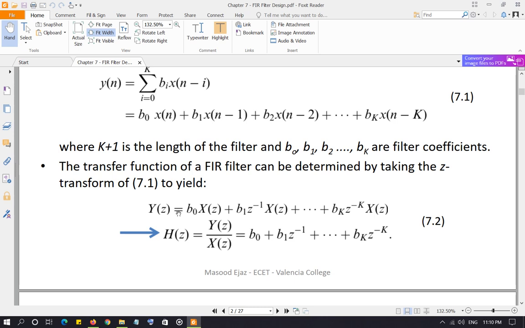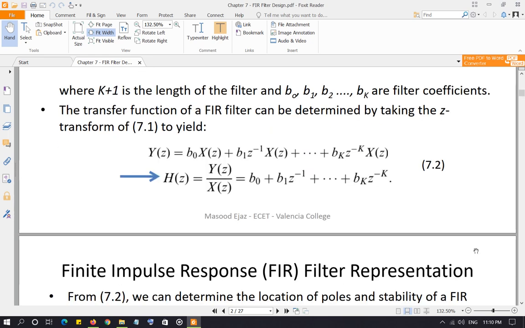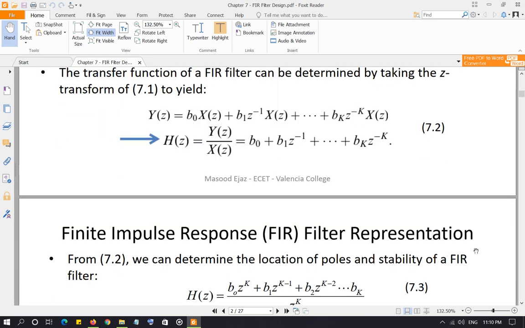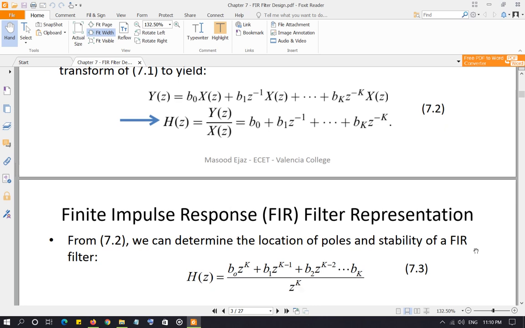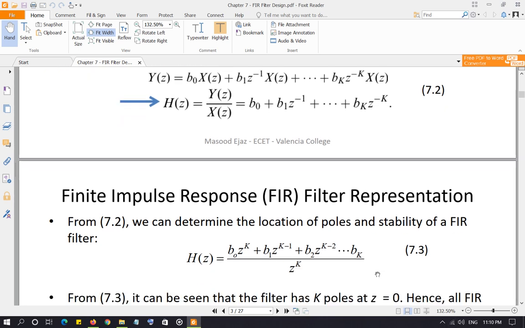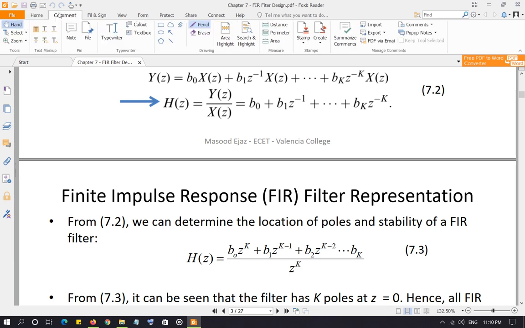of course, you are going to get equation 7.2, where the transfer function can be written for the FIR filter as B0 plus B1 Z inverse plus all the way up to BK Z to the power negative K. So if you write it down in terms of the positive powers, then equation 7.3 represents that expression.